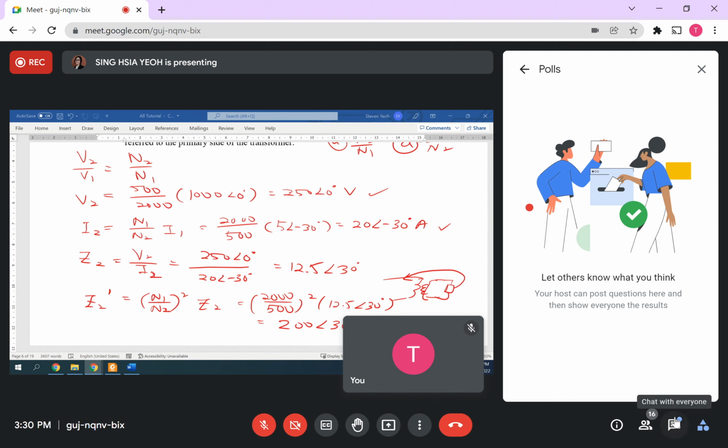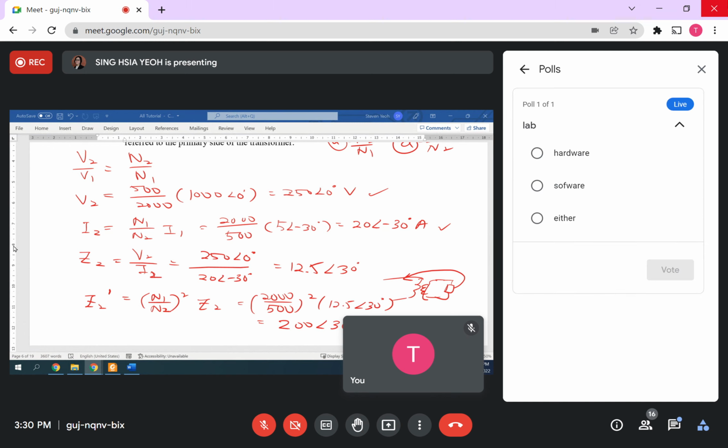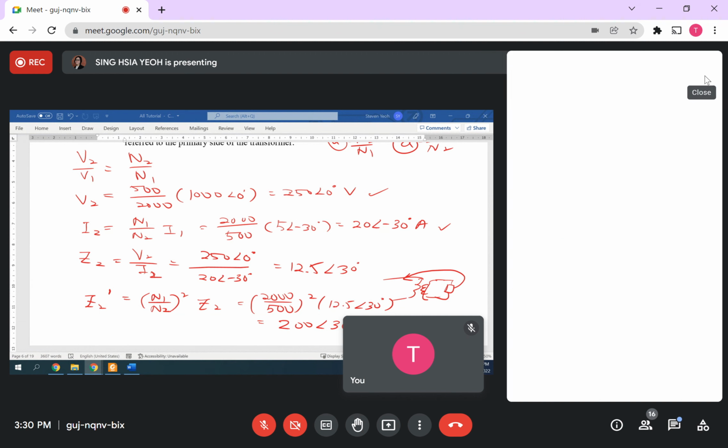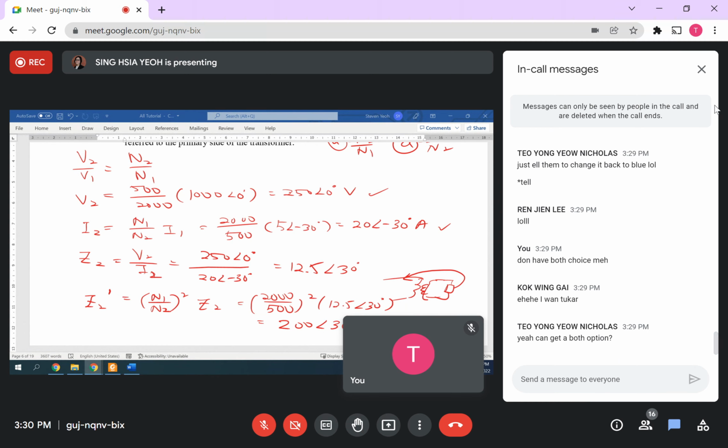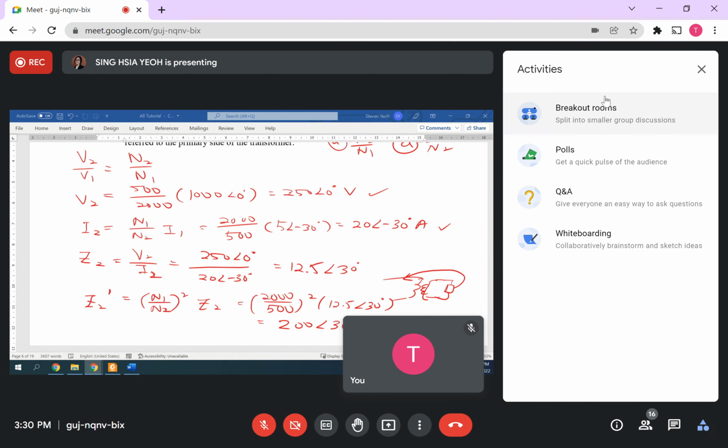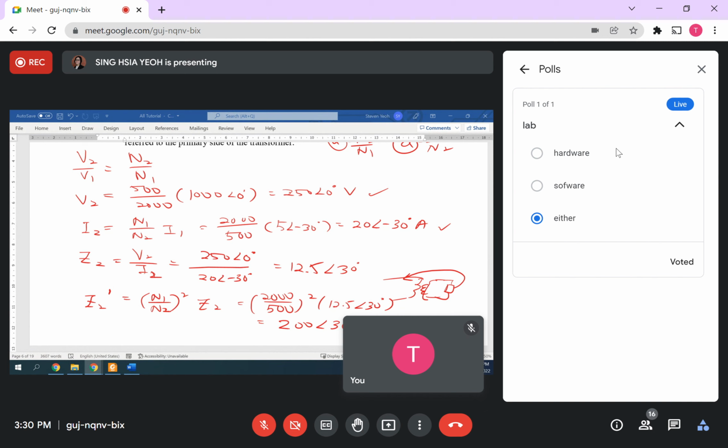Either one is fine. Can you see? If you prefer hardware, then you click hardware. Either means hardware also can, software also can. Software means you are very scared and prefer not to come back. We have 14 students.